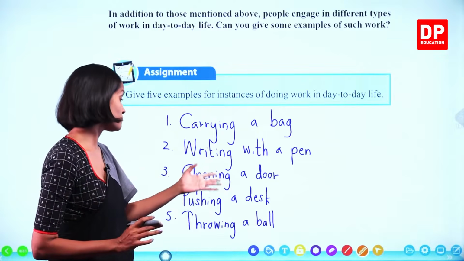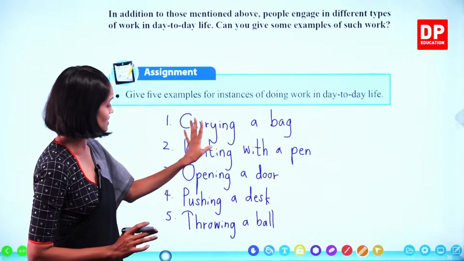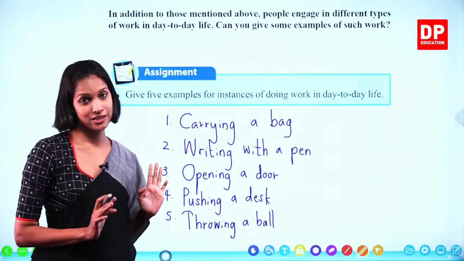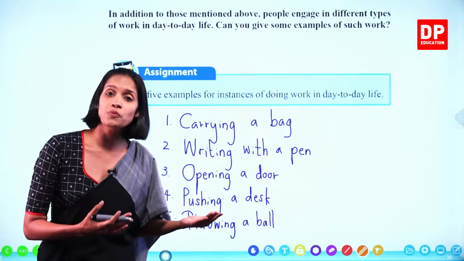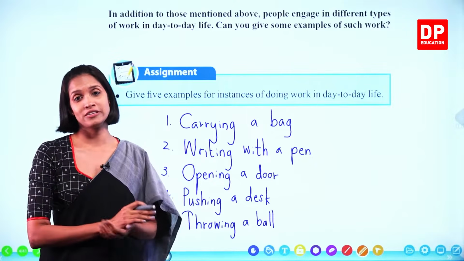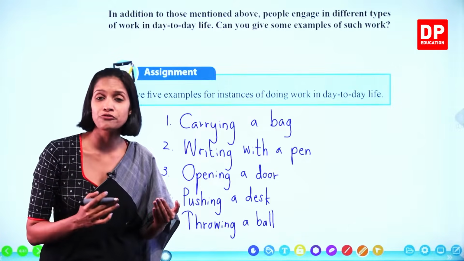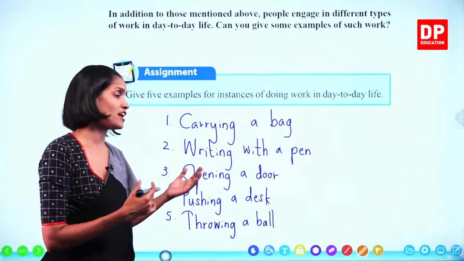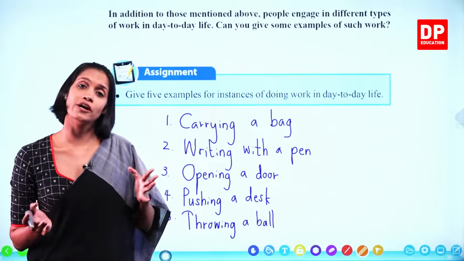Okay? So apart from these things, most of these examples are coming under when you're at school, you do this type of work. Okay? So at home also you do another set of work, right? Sweeping the floor, right? And washing your clothes. Those are the other types of work that are done by you all when you are at home.